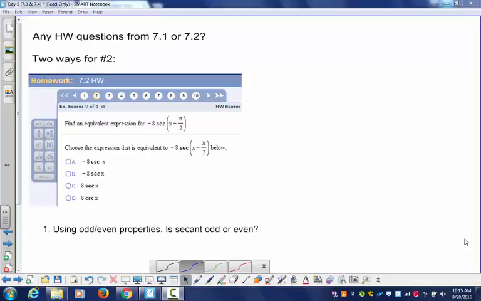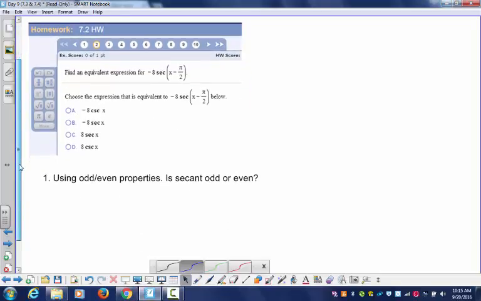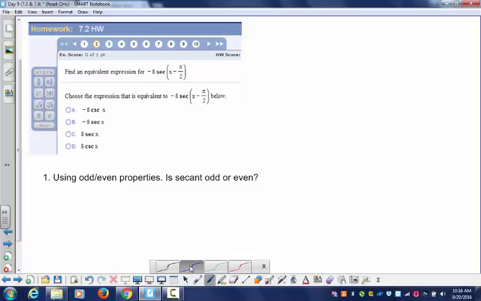So let's start with this question. It said, find an equivalent expression for -8 secant of x minus pi over 2. And there's two kind of standard ways to approach this. One is to use the odd-even properties. A couple of you did not use your odd-even properties on the first graph on the test. And you lost a point for that.